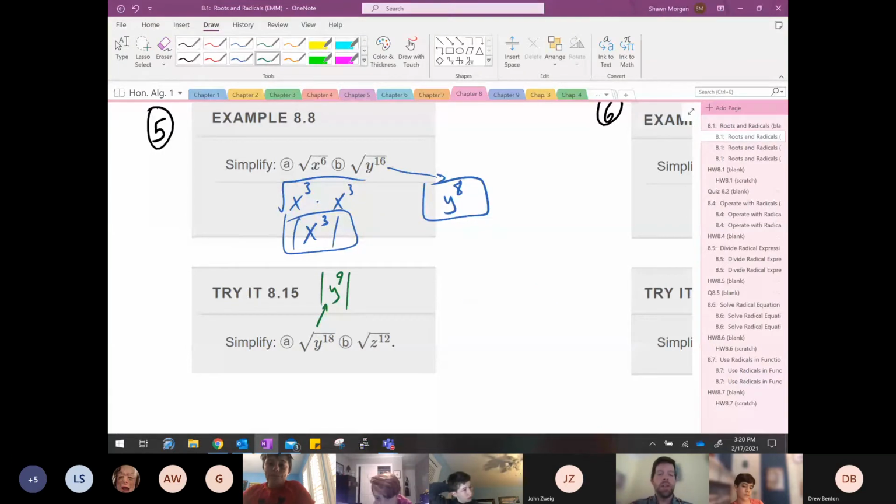Jack McBee, what'd you do on part B there? Z to the 12th, how do we split it up? I broke it down to z to the 6 times z to the 6. Good. And do I need absolute value signs? All right, Jack's shaking his head. James is nodding his head. Give me a thumbs up, you guys that have cameras, or a thumbs down. Should I include absolute value or not?